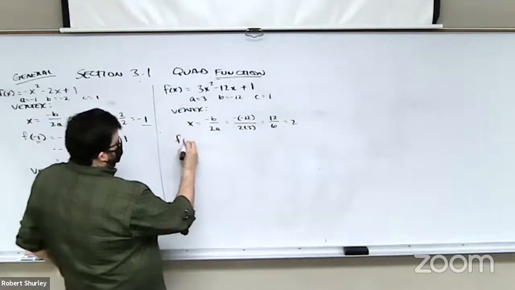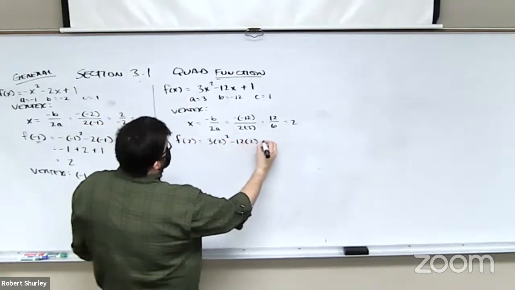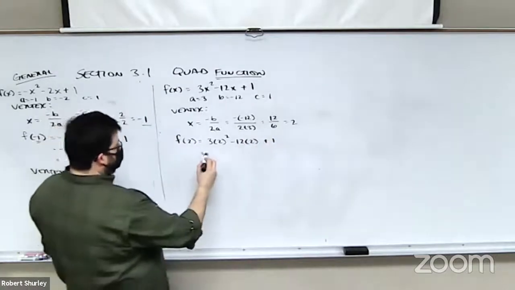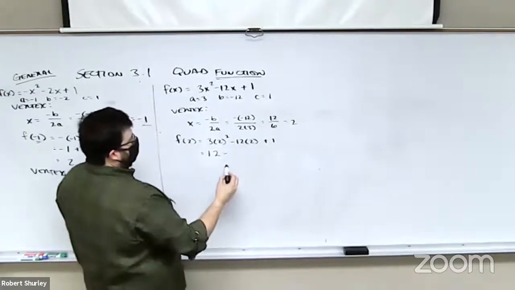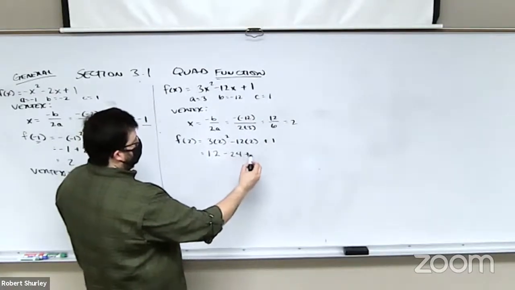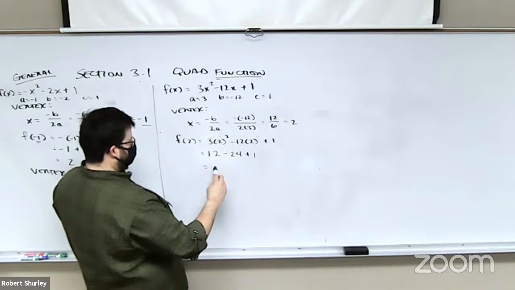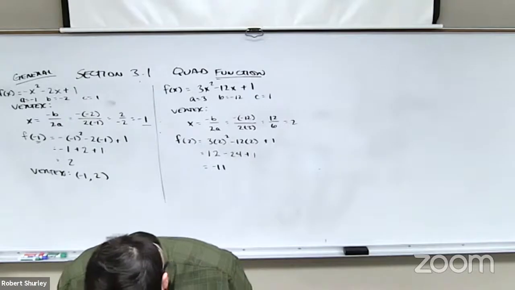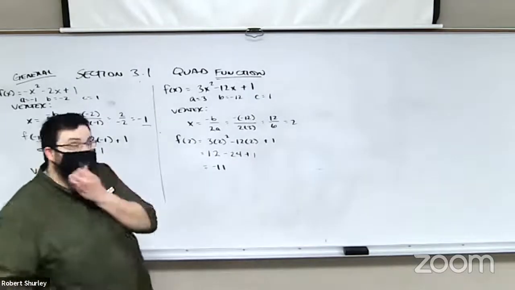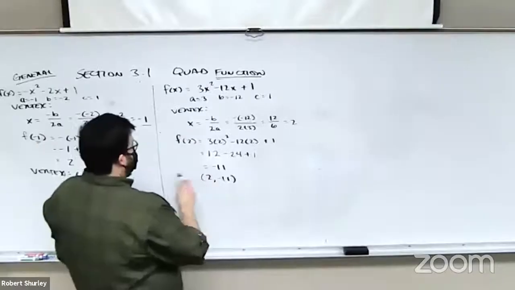So we get f of 2, 3 times 2 squared, minus 12 times 2, plus 1, right? 2 squared is 4 times 3. That's 12. Negative 12 times 2, that's negative 24, right? Am I getting the same thing you guys are getting? Did you get negative 11? I don't think that's what the book got. Oh, maybe it did. It doesn't tell me the answer. Did you guys get that? Yeah, negative 11? Okay. 2, negative 11 is the vertex, right?